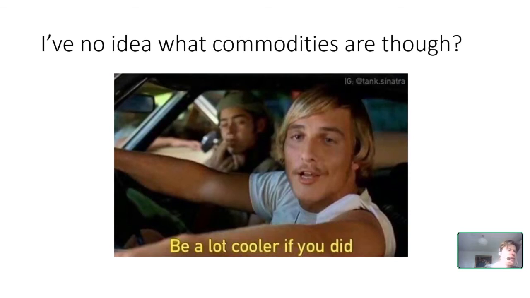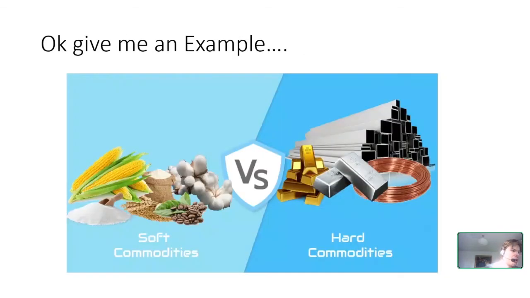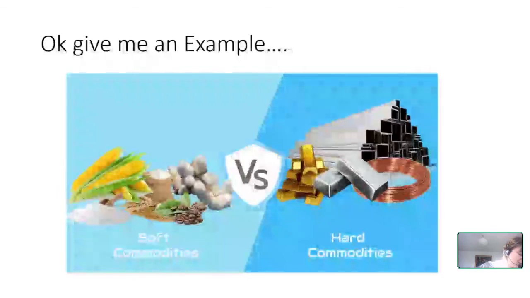Give me an example. Well, you can see some examples on the screen there, and I'll just clarify what I mean. Soft commodities tend to be agricultural products. You can see corn, cotton, sugar, coffee. And hard commodities tend to be obviously hard things. So it's kind of in the name. Copper. You've got square steel piping there, gold, silver, whatever. So these are all hard commodities.